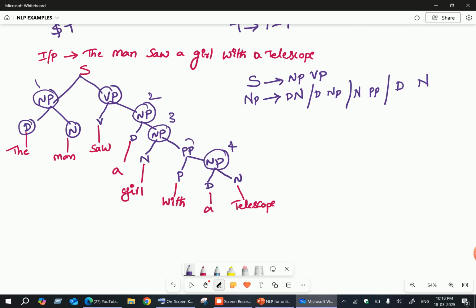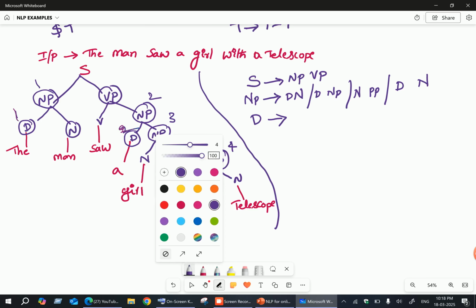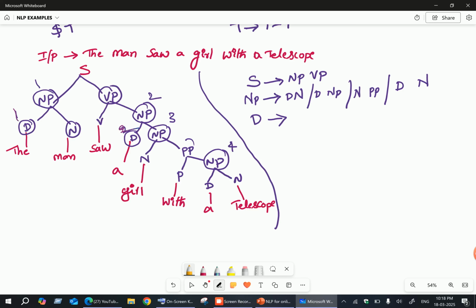Then coming to the left side, we will complete first. Then coming to determinant. So determinants are, see here, 1 and 2, this is a 2, this is a 1 and one more determinant. 3 determinants we are having. So you can write the, then the second determinant is a, and the third determinant is also a. So now the determinant grammar construction was completed.